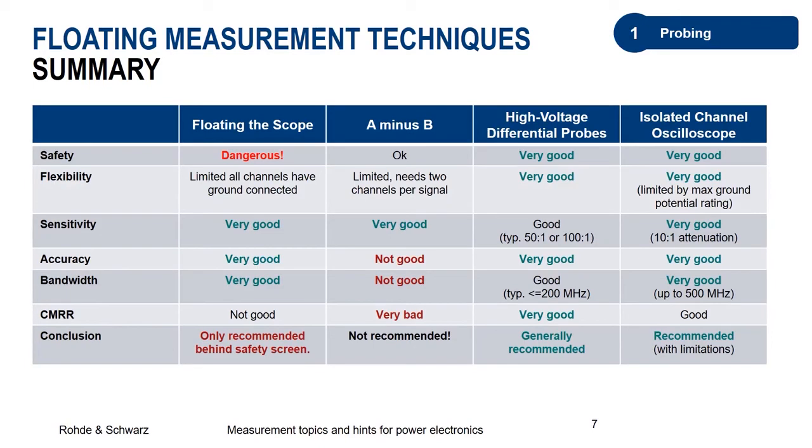Typically, the sensitivity is even better than for high voltage differential probes, because you can use the supplied 10-to-1 passive probes for such measurements, whereas high voltage differential probes are usually only available with 50-to-1 or 100-to-1 attenuation. The other aspect is that isolated channel scopes have a very high bandwidth compared to high voltage differential probes. They often go up to 500 megahertz. But if you look at common mode rejection ratio, this is not as great as for high voltage differential probes. So there are some limitations.